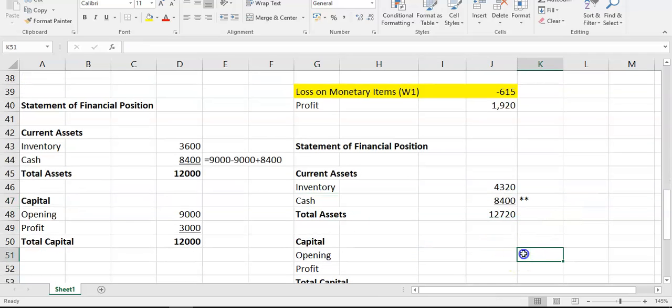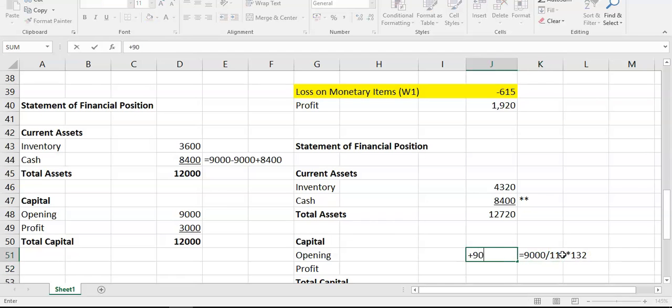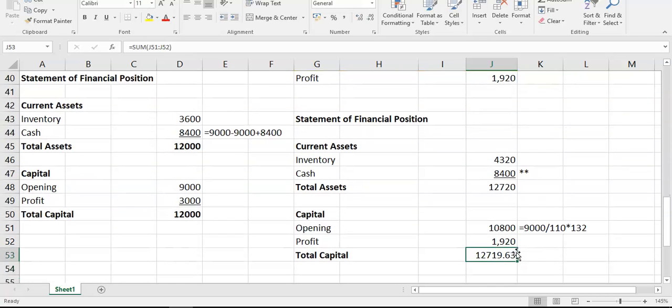The opening capital, just be careful, is 9,000 divided by the rate that was there at the start, which is 110, and times 132. So 9,000 divided by 110 times 132. So the capital now adjusted for inflation is 10.8. And you add your profit, which you've adjusted after the monetary loss. That gets you, when you round, to 12,720 as well. So you know your total capital is balancing with your total assets.